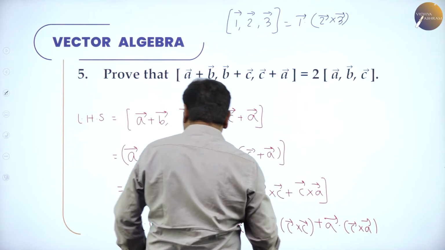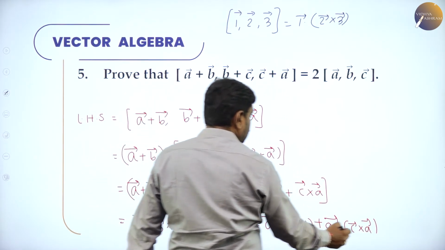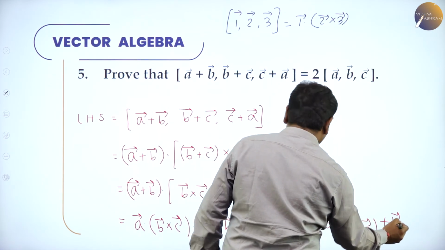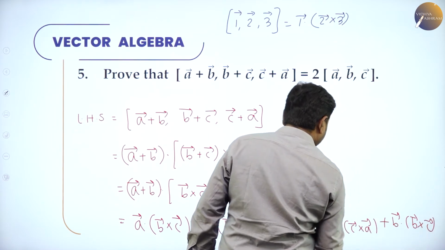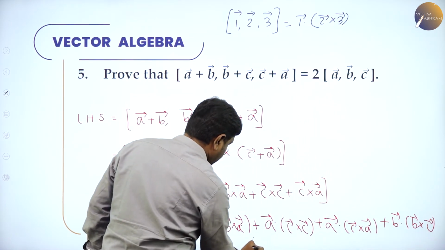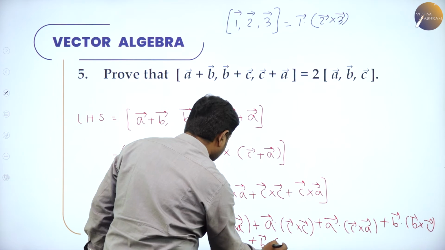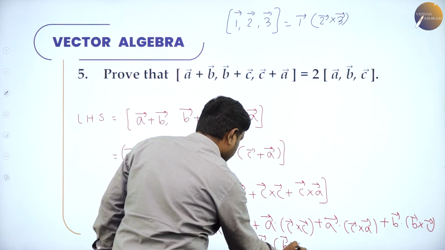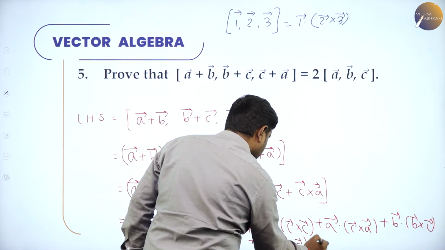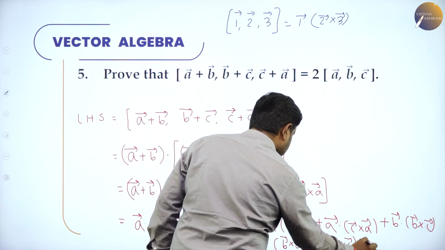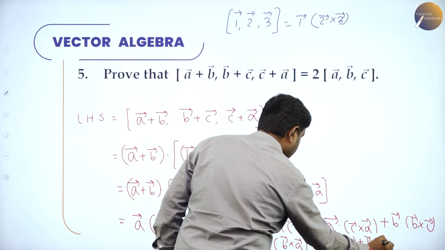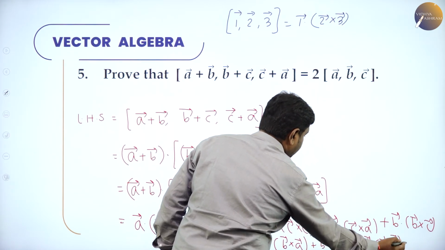Plus same thing we should do with B. Plus B dot the first term. What is the first term? B cross C. B dot the second term, B cross A, then B dot C cross C, then B dot C cross A. Simplify this further.